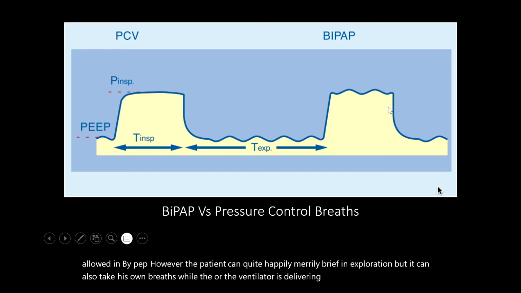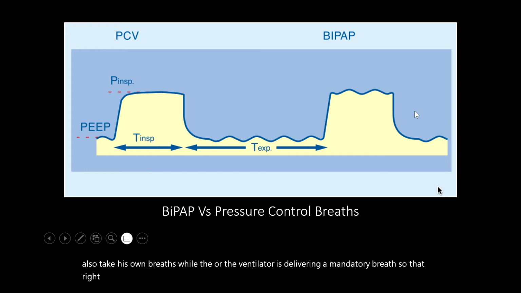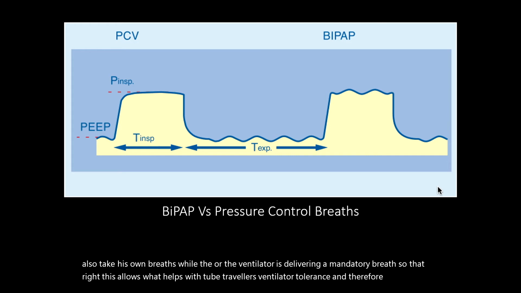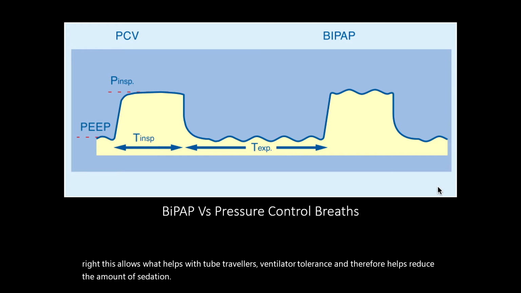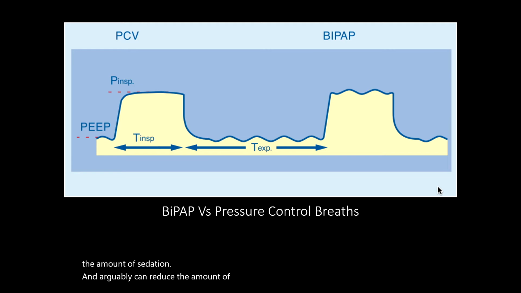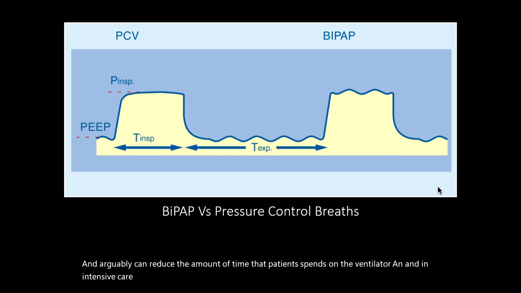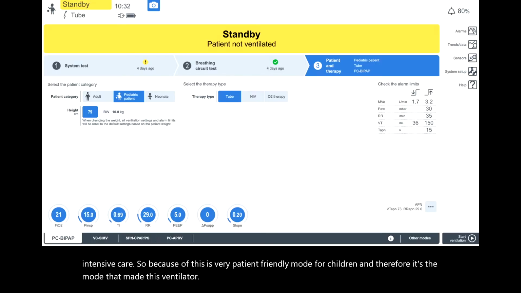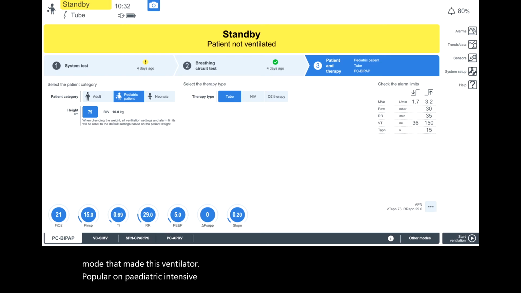So this helps with tube tolerance, ventilator tolerance, and therefore helps reduce the amount of sedation, and arguably can reduce the amount of time the patient spends on the ventilator and in intensive care. So because of this, a very patient-friendly mode for children, and therefore that's the mode that made this ventilator popular on paediatric intensive care units.